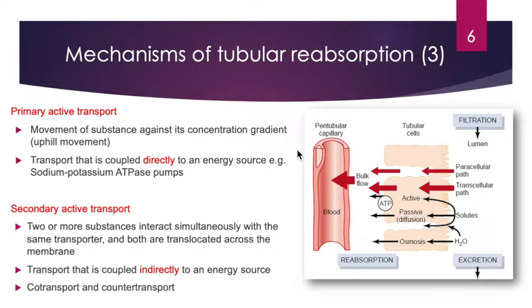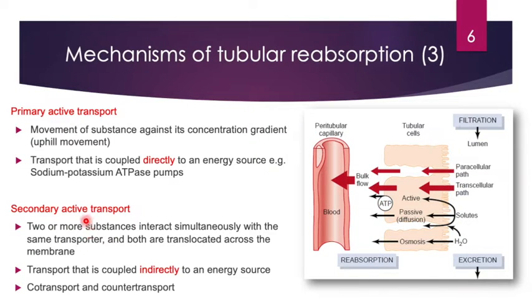Tubular reabsorption may also occur via active processes, which are primary and secondary active transport. In active transport, the concentration of the substance may be higher in the tubular cells or capillary than in the lumen. So reabsorption will require energy because the substance goes against its concentration gradient. In primary active transport, the energy comes from ATP, for example, the sodium-potassium ATPase pump.